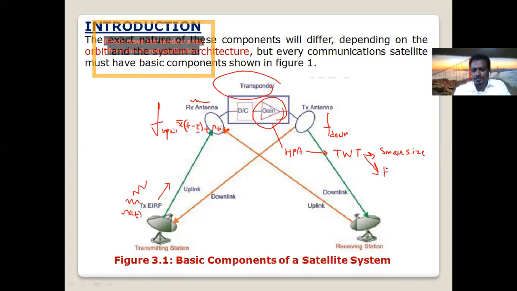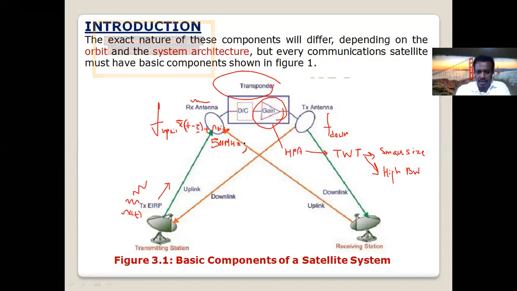What's another advantage of TWT? High bandwidth. As we have discussed, this satellite's bandwidth is how much? 500 megahertz. 500 megahertz bandwidth carries so many TV channels or high-speed data. There is no amplifier to amplify this whole 500 megahertz.